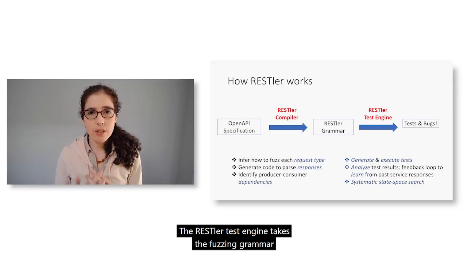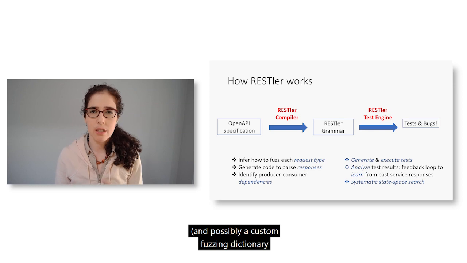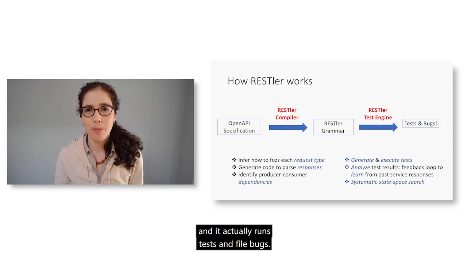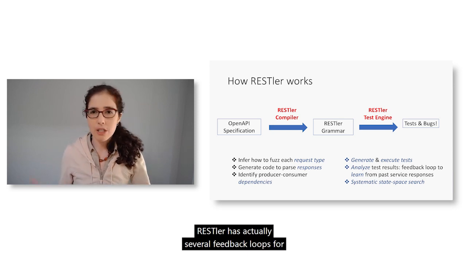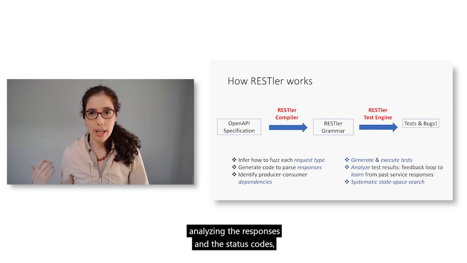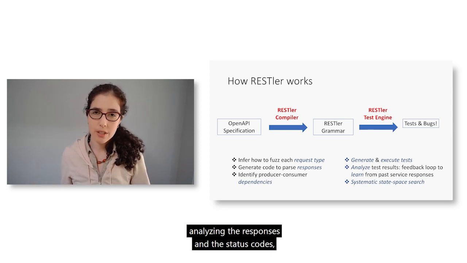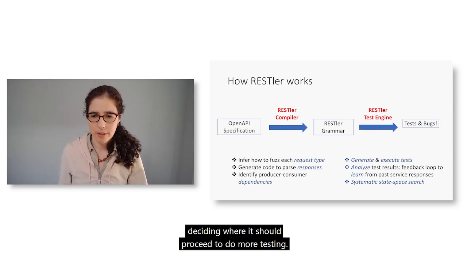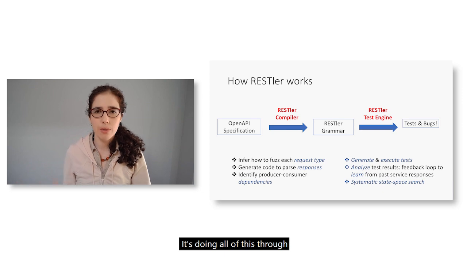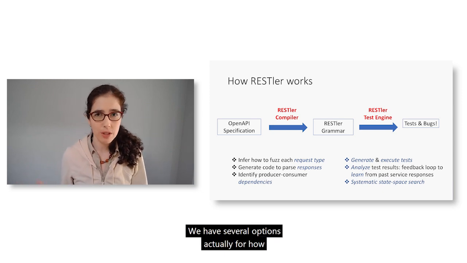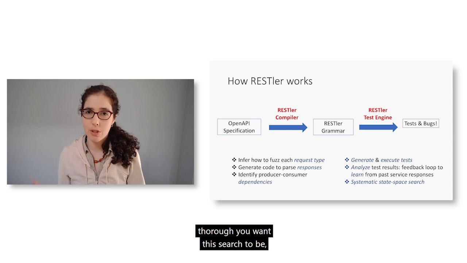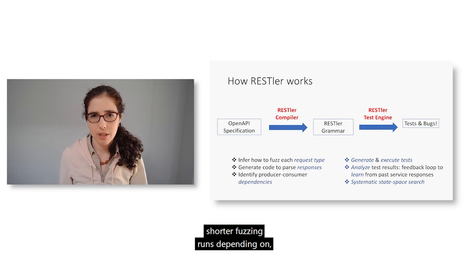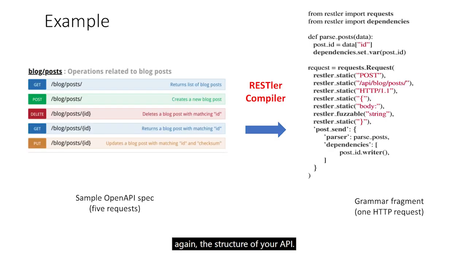The RESTler test engine takes the fuzzing grammar and possibly a custom fuzzing dictionary and some other settings, and it actually runs tests and files bugs. RESTler has several feedback loops for analyzing the responses and the status codes, and based on that, deciding where it should proceed to do more testing. It's doing all of this through a systematic state space search. We have several options for how thorough you want this search to be, and those result in possibly longer or shorter fuzzing runs, depending on, again, the structure of your API.